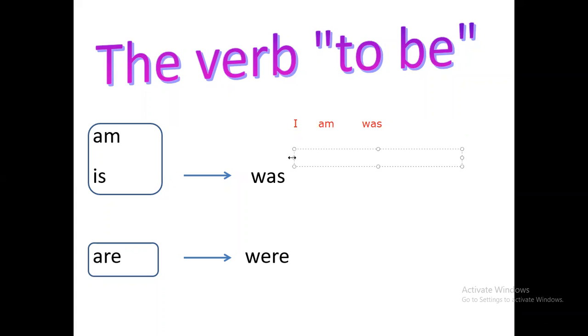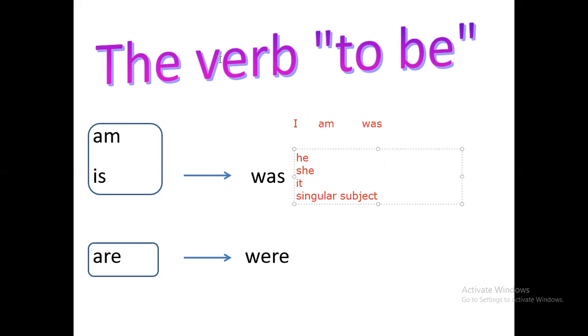If we have he, she, it, or a singular subject. What's the meaning of singular subject? Like when we have one person, one boy, one girl, one animal, or one thing, we call it a singular subject.